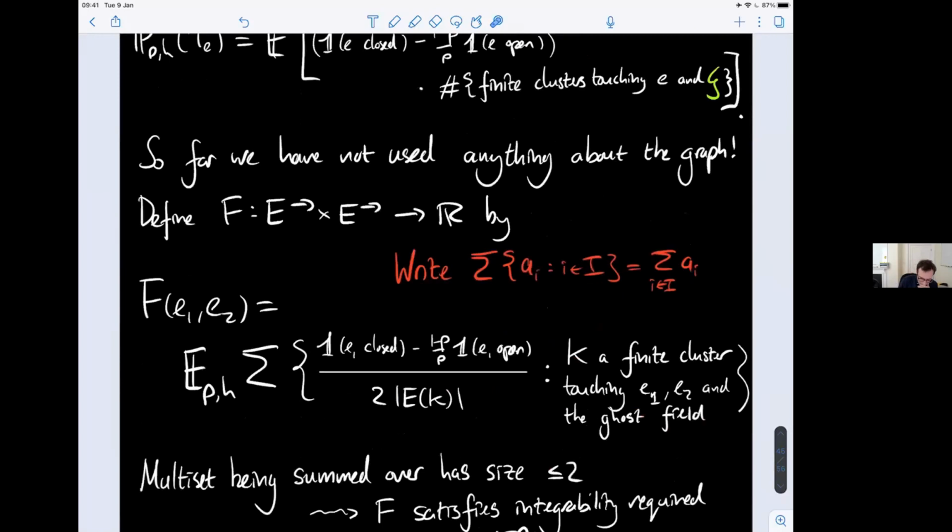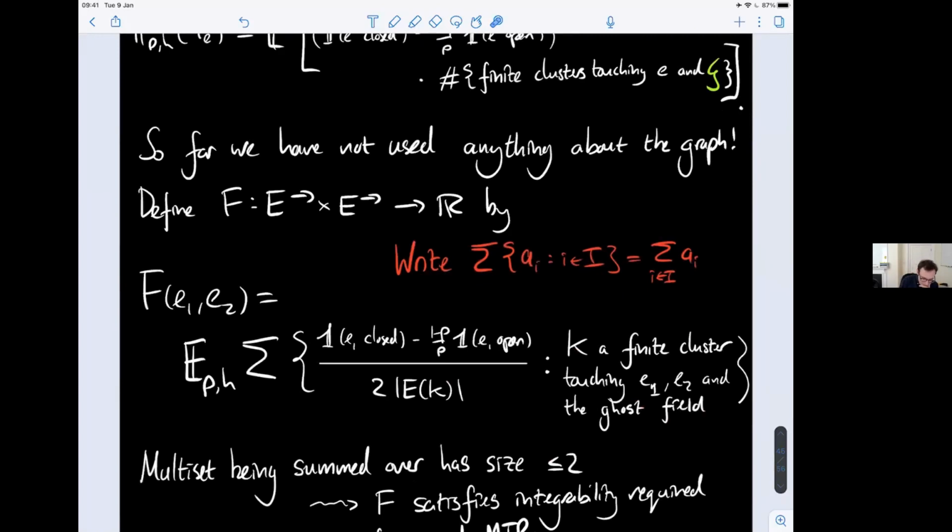Okay, so how are we going to do this? We're going to define a function. It's convenient to use oriented edges, but we'll always use the convention that if I have some function defined on unoriented edges and I plug an oriented edge into it, I just evaluate it on the associated unoriented edge. So I'll define the function as follows.